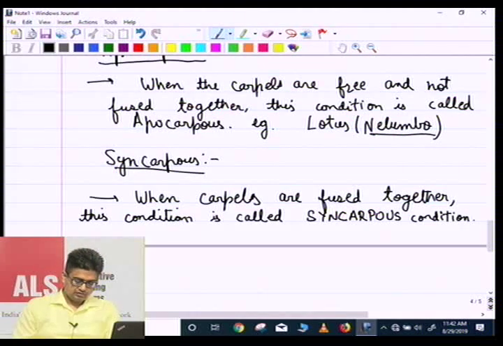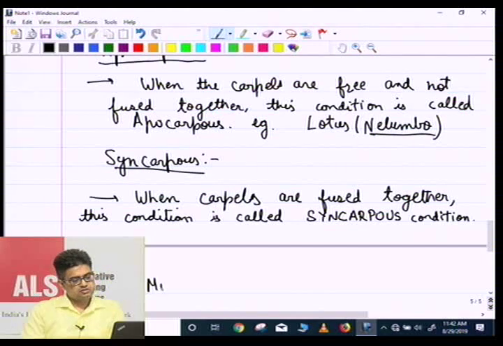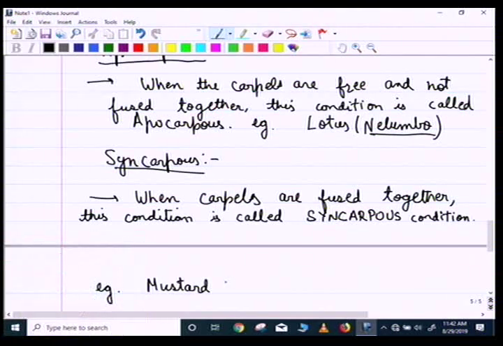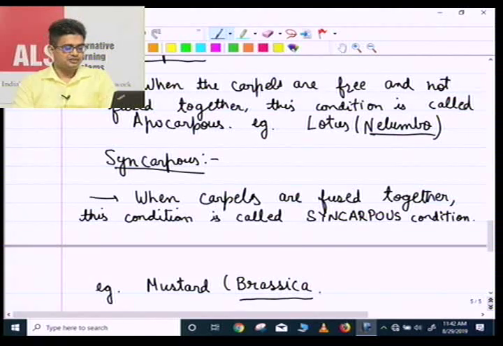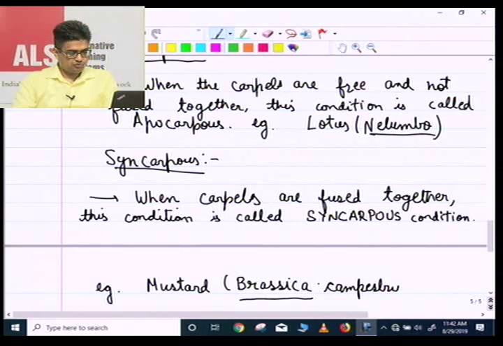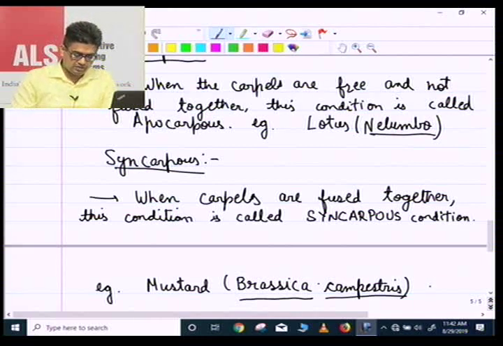Okay. Example, mustard, Brassica campestris. It's important that I write the full name in case of mustard, because Brassica has many species. Brassica oleracea, Brassica capitata, yeah, there are endless species of Brassica, okay? Brassica rapa, Brassica napus. So I must write Brassica campestris, otherwise there will be a lot of confusion. What is the species I am talking about? Okay, things like this.